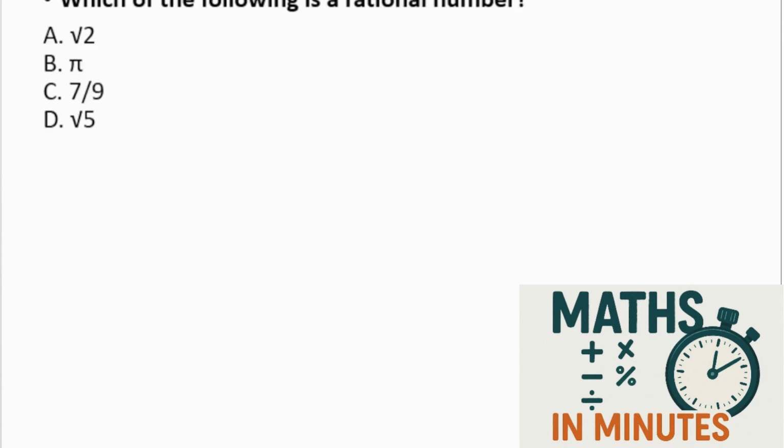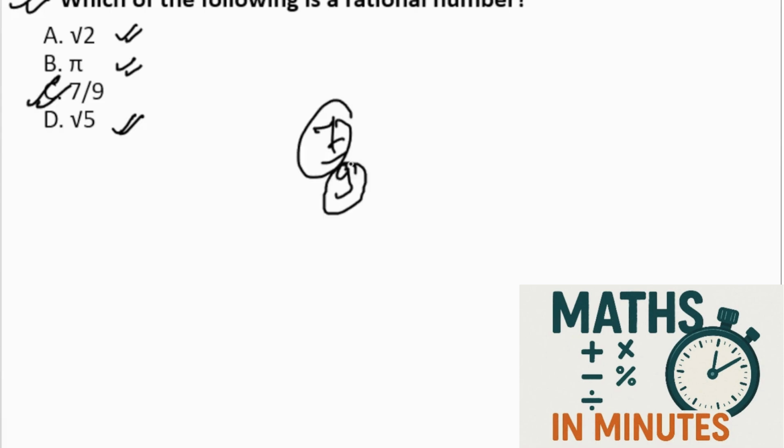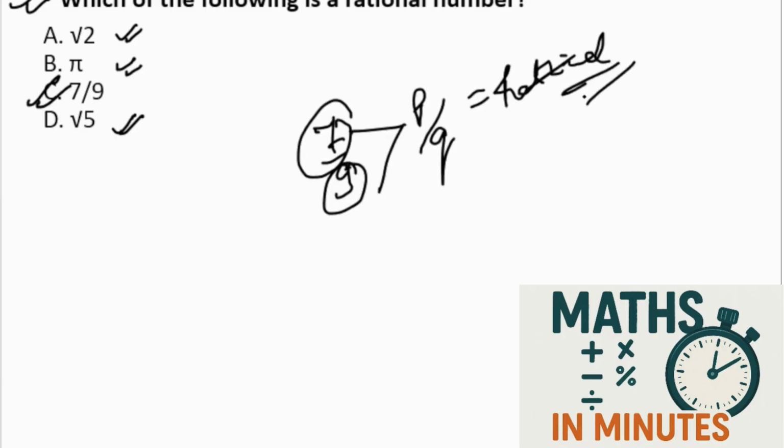Okay, so now we are going to practice some questions on rational numbers. The first question is, which of the following is a rational number? Option A is root 2, option B is pi, option C is 7 upon 9, option D is root 5. Root 2 is not an integer, so it can't be a rational number, right? Root 5 also is not an integer, so it can't be a rational number. Pi also is not a rational number, and only option C, that is 7 upon 9, is written in the form of P upon Q, so it will be a rational number, right?